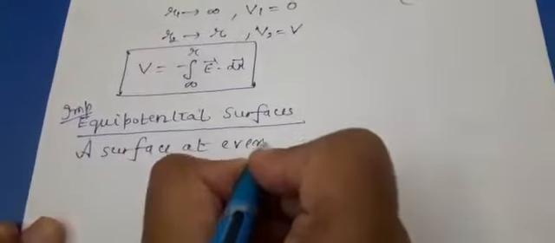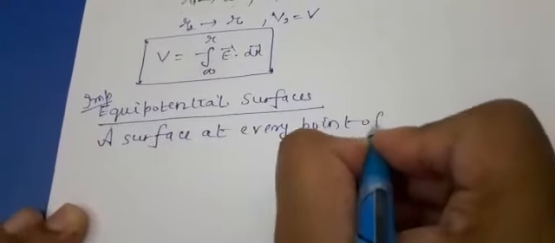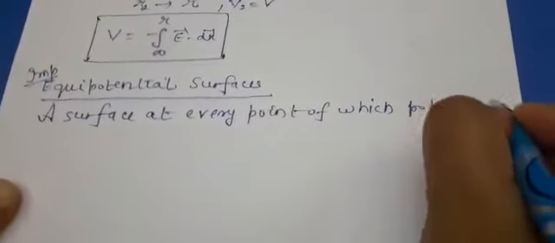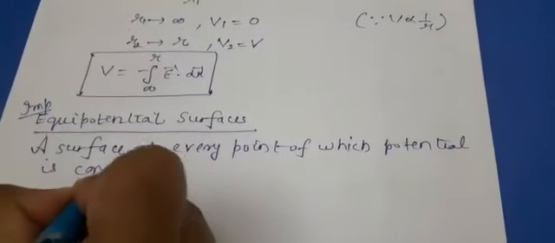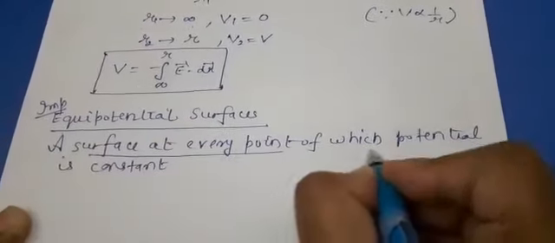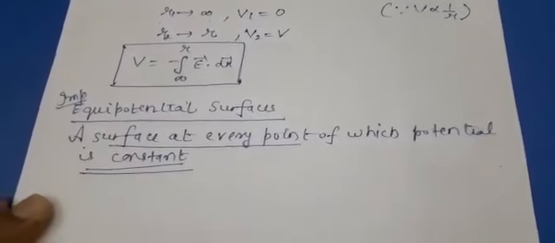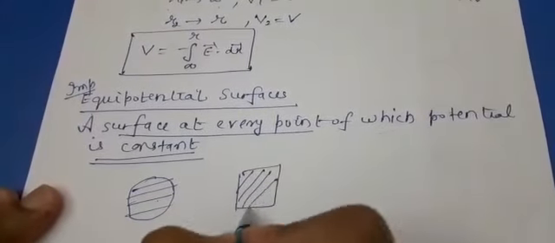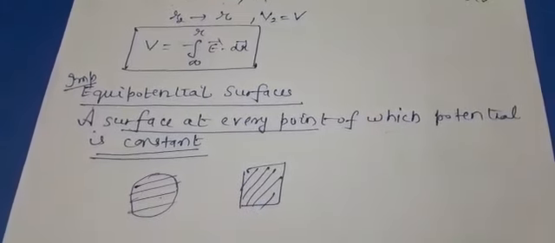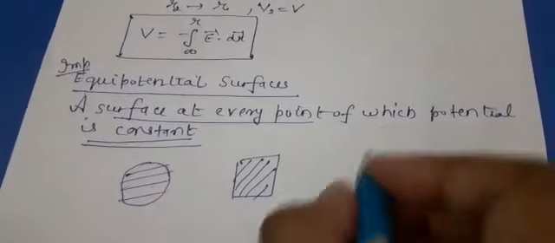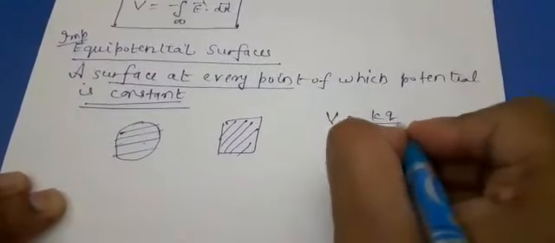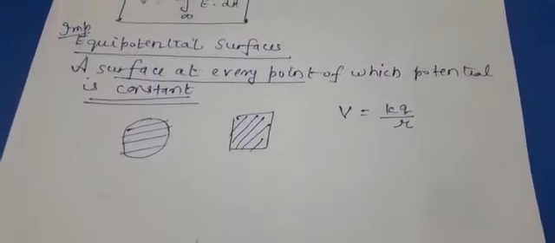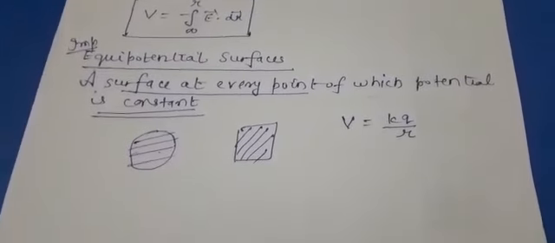at every point of which potential is constant or same. This is the main point, potential remaining constant at every point of the surface. Suppose any surface we are taking, at every point of which if potential is same, that is taken as an equipotential surface. Now, as we know that potential is given by kq upon r. So, for a fixed distance, potential will be same as V is inversely proportional to r. V will be remaining constant.